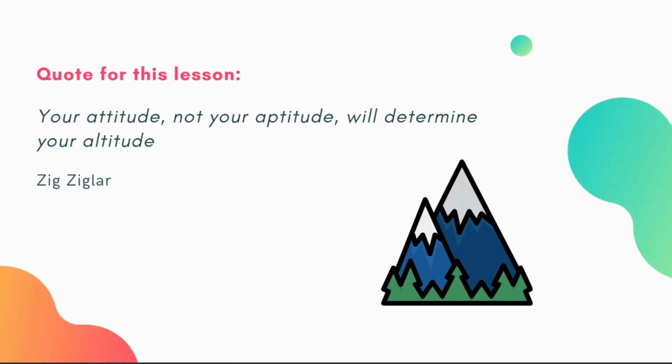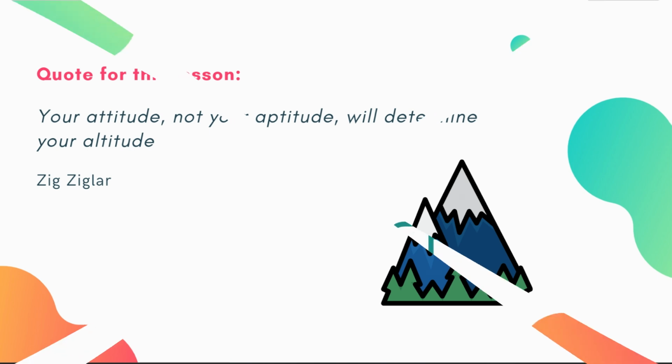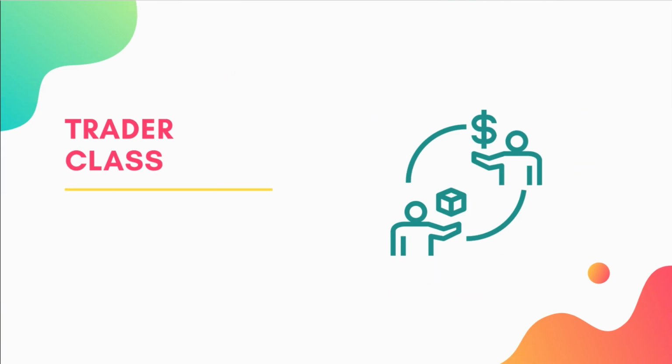So quote for this lesson: your attitude, not your aptitude, will determine your altitude. This is by Zig Ziglar. So this is about our approach to trading. We're looking here at making a robust system for creating EAs. We're not trying to do quick and dirty fixes. We're having the right attitude here, which is have a robust system that we can use again and again and again. So just a very short amount of theory before we head into MetaEditor for this lesson.